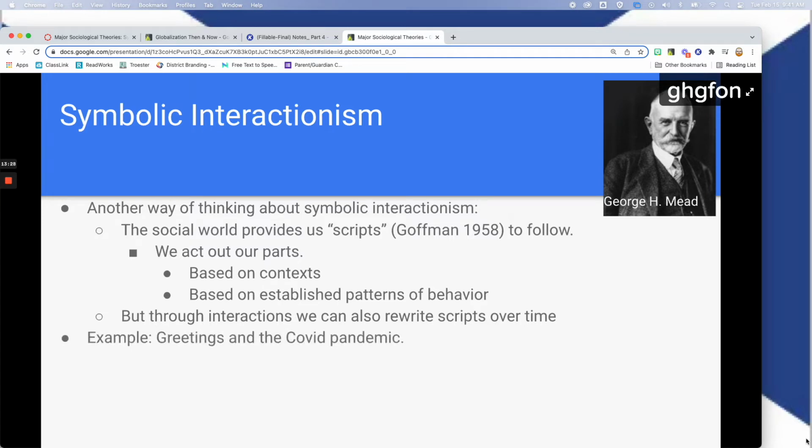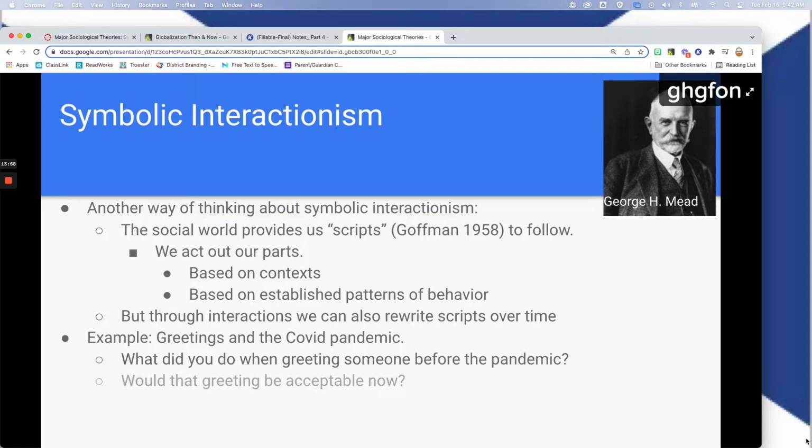An example that does not involve swear words or grandparents specifically: greetings, right? And the COVID pandemic. I don't know why the Pear Deck dropped out of this part, but that's okay. If you were greeting somebody prior to the pandemic, what would you do? You would shake their hand, right? Would that greeting be acceptable now? No. So the blank that goes with this one in your notes would be handshake, and the answer there is no. That's a pretty abrupt change of script, actually, for us to stop doing that.